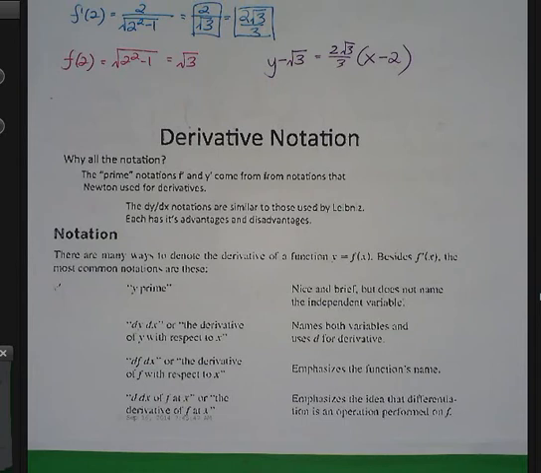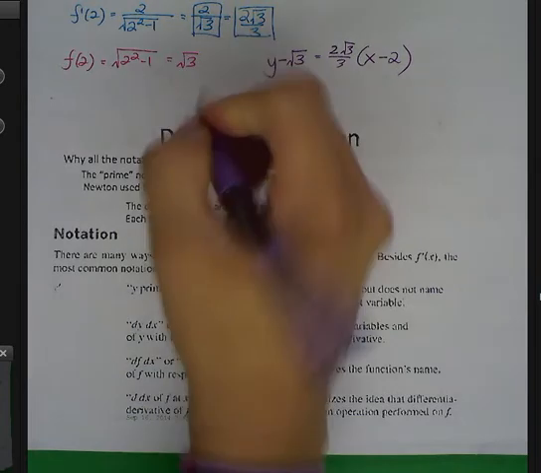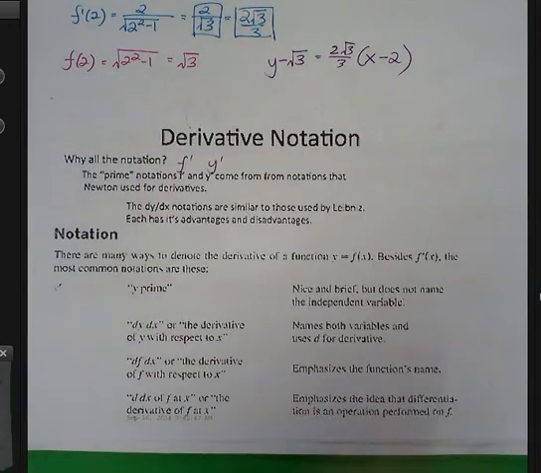So why all the notation? It says the prime notations, f prime, and y prime. By the way, that's the same thing, okay? F prime or y prime, it's the same because f of x is really just y, right? Those come from our friend Newton, okay?